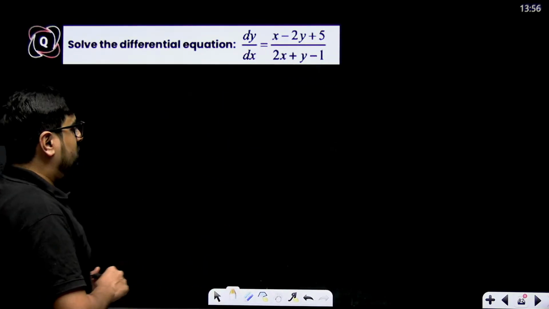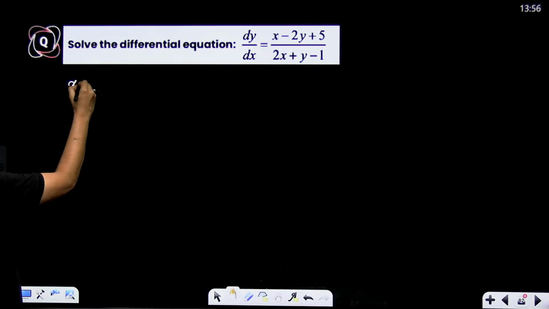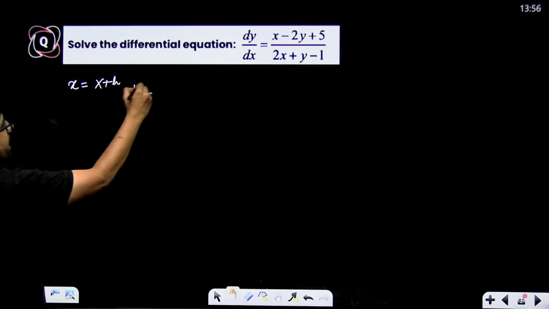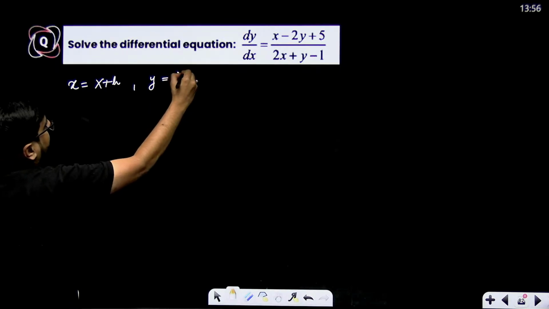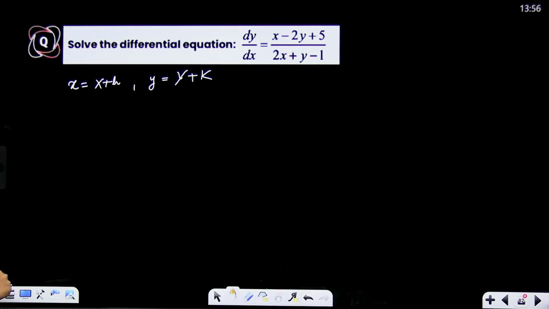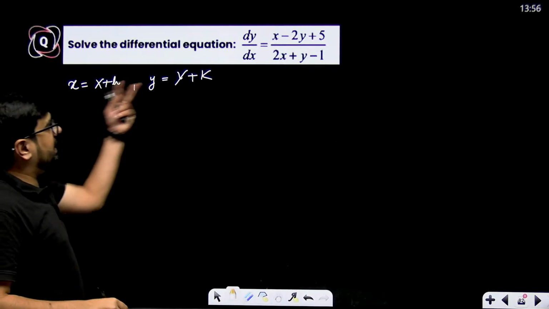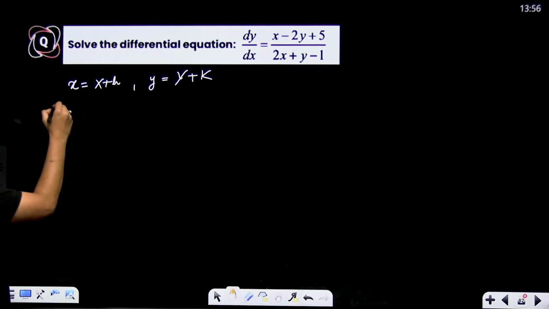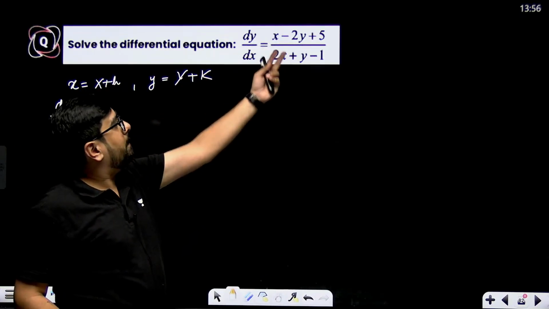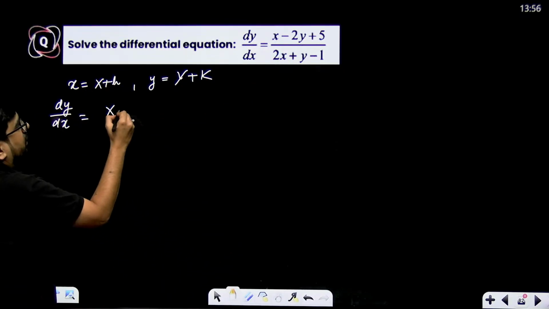So what to do? Simply I'm going to take x as capital X plus h, right? And small y as capital Y plus k, right? And I'll substitute it over there, the same thing over here. So my dy by dx will become capital X plus h. I'll write the whole thing, plus h.